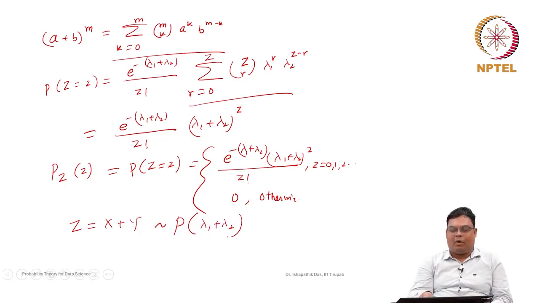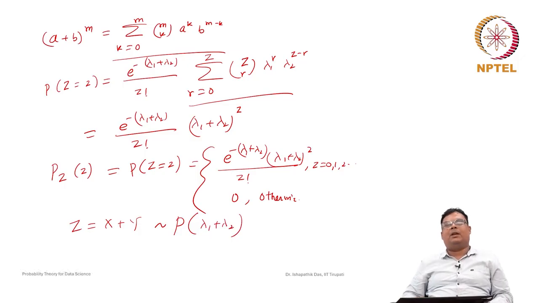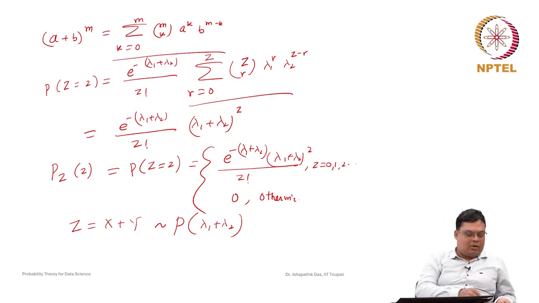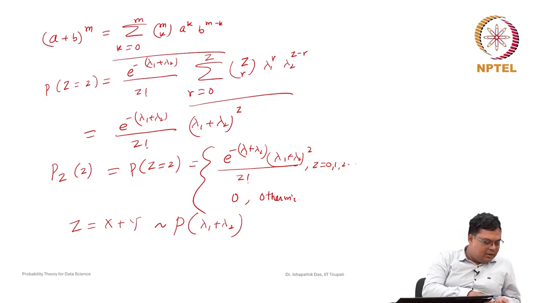So, if in any numerical problem it is given that independent Poisson random variables are there, then you can use this concept. Here, let us see some problem. Let us consider this numerical problem.